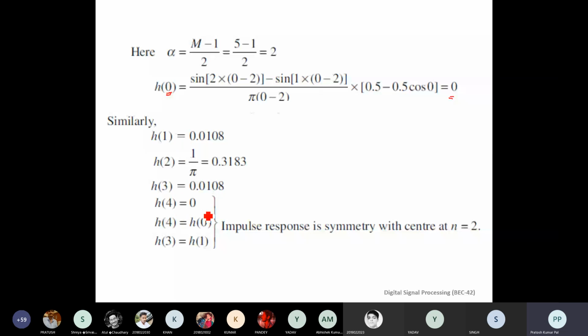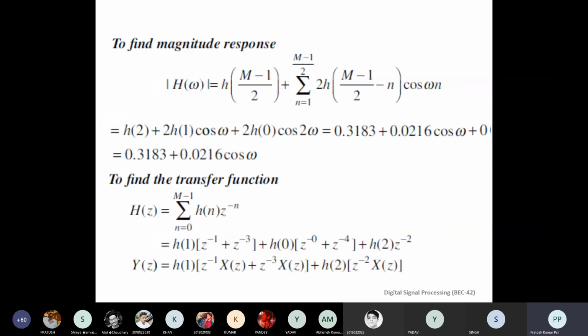So this is how we will be finding, and we can see here for n equals to 4 it is this. So n equals to 4 and 0, 1 and 2, these are the impulse response values that are symmetric, having a center at n equals to 2. These are symmetric along n equals to 2. With respect to that, we will be plotting the magnitude response, which will again be symmetrical.